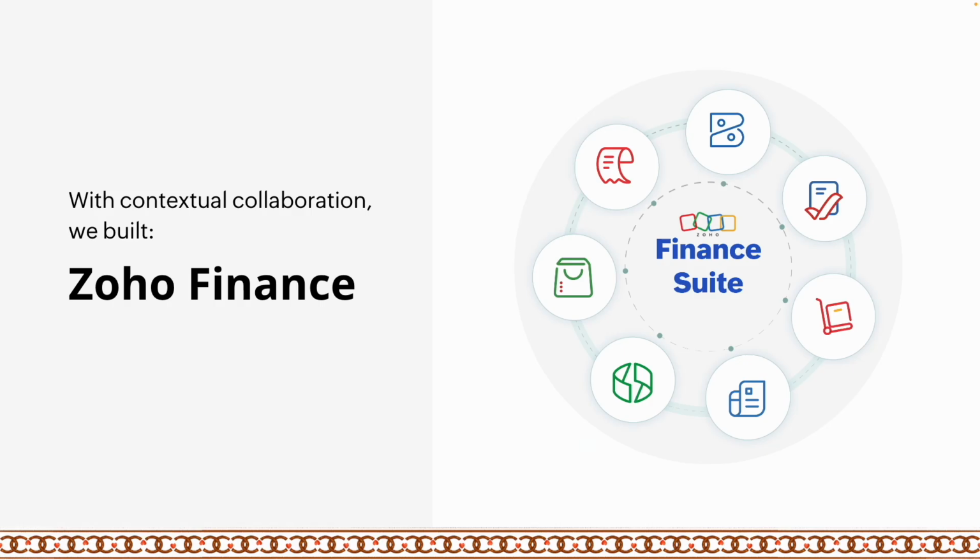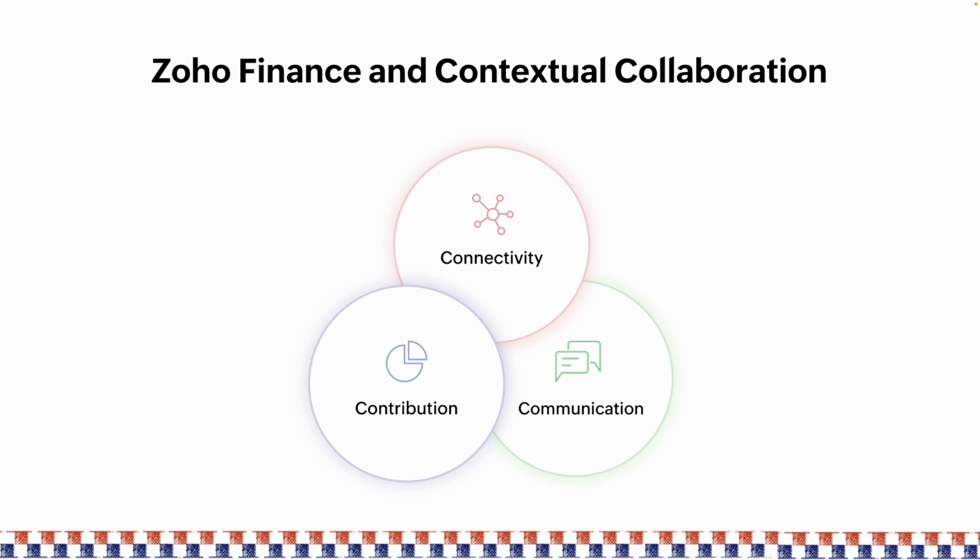Keeping contextual collaboration at heart is how we have built Zoho Finance. In Zoho Finance, this entire platform or product set has been built ground up for distributed teams. Connectivity, contribution, and communication are the 3 pillars that we kept in mind when we built Zoho Finance. And this is the next best thing you can do after a face-to-face conversation. All of these come together; it was not built as an afterthought. We thought everything should come together seamlessly and you should be able to communicate efficiently.